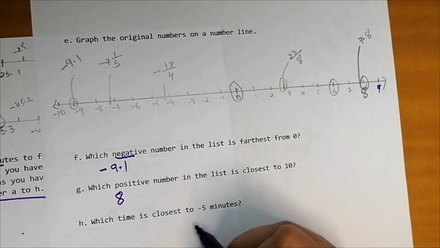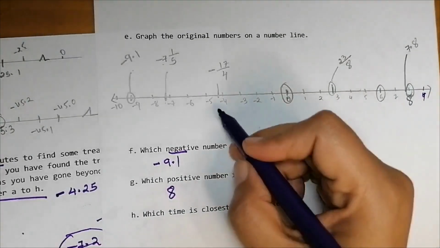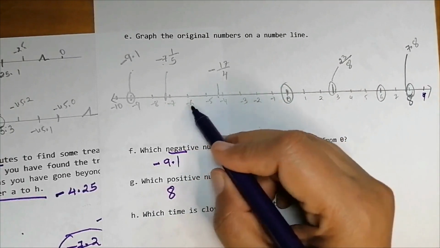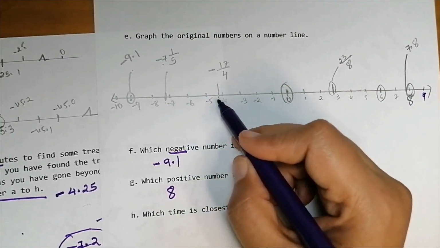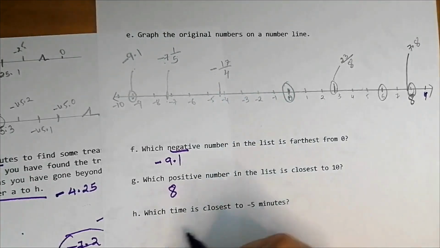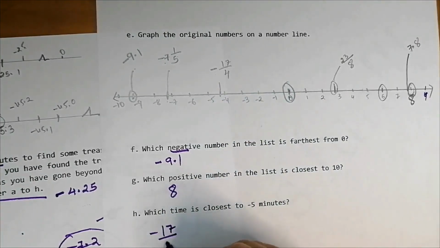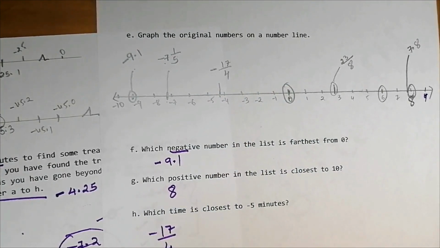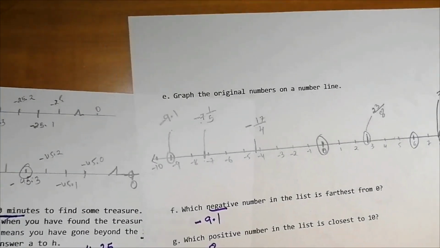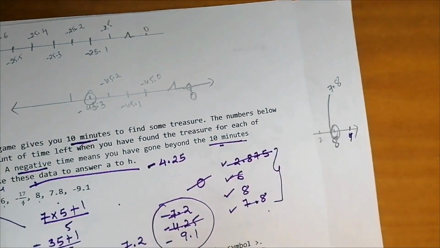Which time is closest to minus 5 minutes? Minus 5. Okay, so you have negative here, this is after 7, and this one is between 5 and 4, right? So this one is the closest. So which time? It is minus 17 over 4. That's it. And the chapter is done. Okay, so these are simple things that you are asked in this chapter.